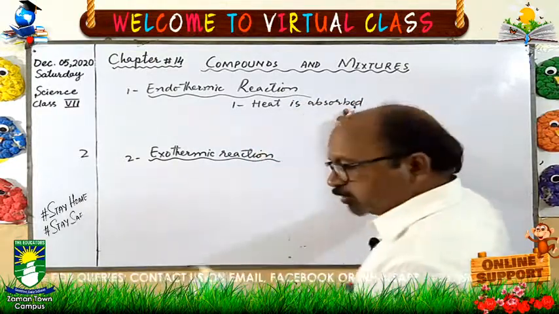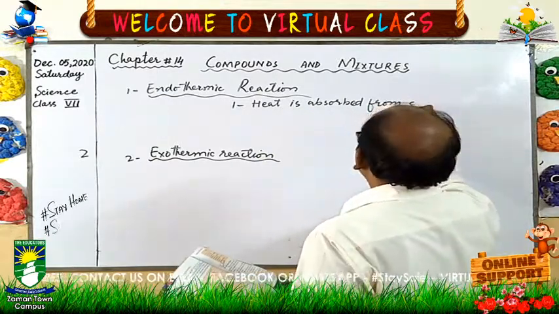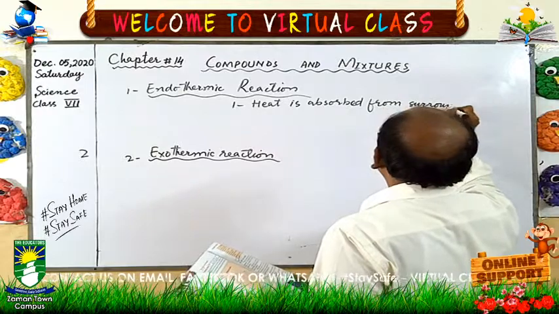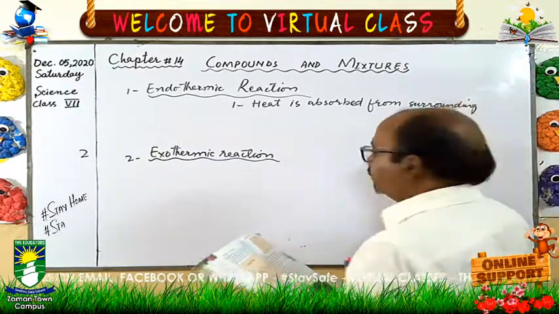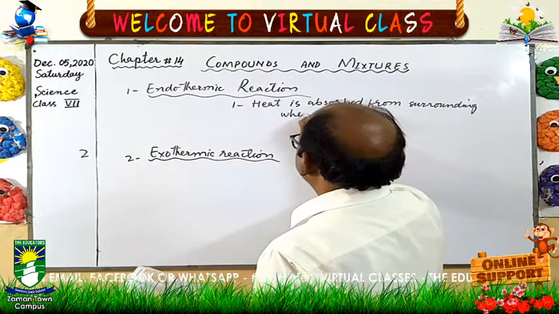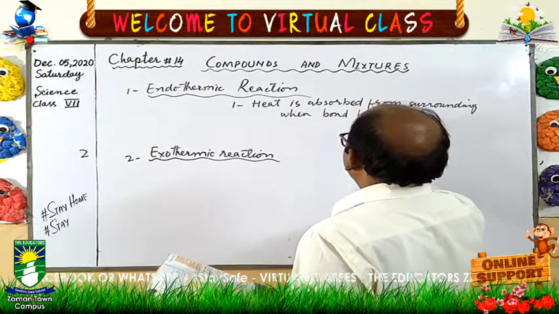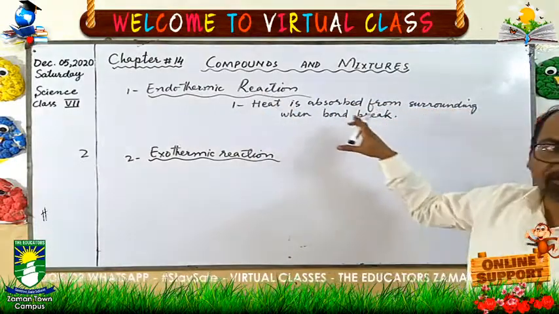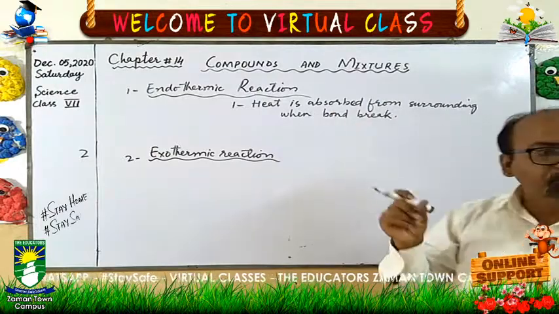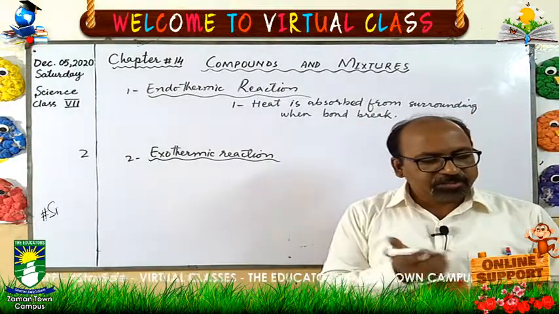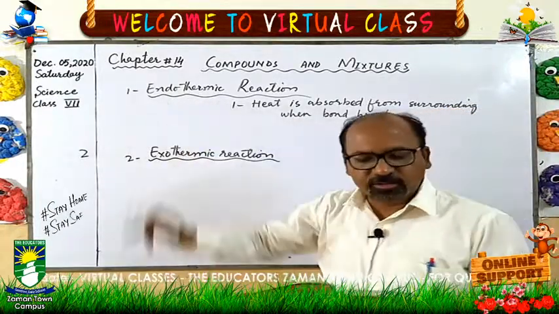Heat is absorbed from the surrounding when bonds break. When decomposition takes place, it means bonds break. When bonds break, heat is absorbed from the surrounding. So therefore bond breaking is endothermic. This is called an endothermic reaction.